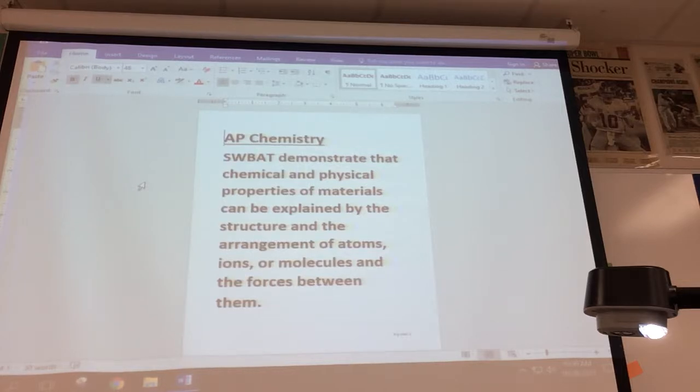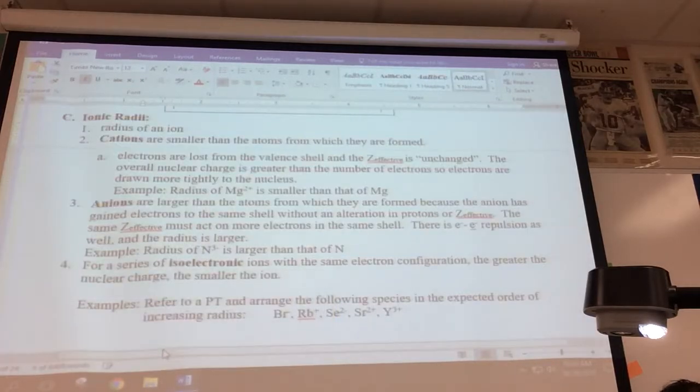We're going to continue with the periodic trends. And we talked about atomic radius. What happens to the radius of the atom as you go across a period? It decreases because of the increase in effective nuclear charge. Correct. Good. We want to talk a little bit about ionic radii. This is going to be the radius of an ion.